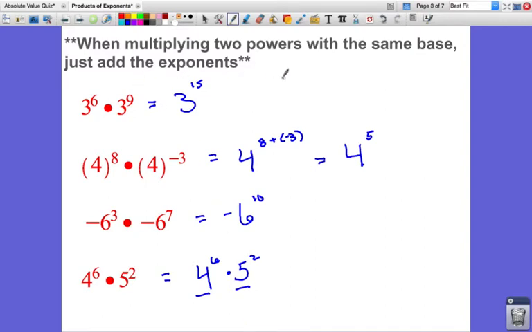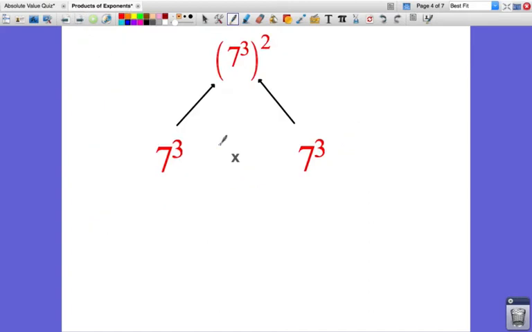So when we're multiplying 2 powers with the same base, just add the exponents. That's all we have to do. It's pretty simple.